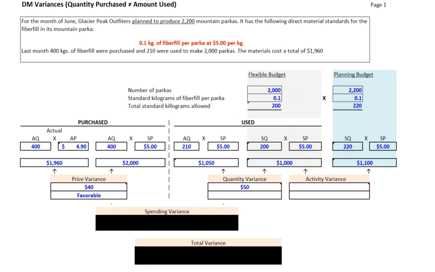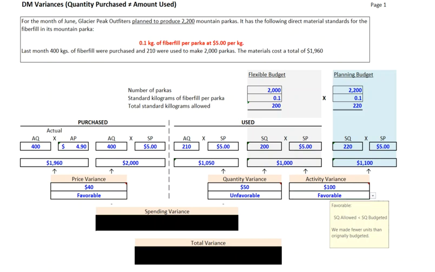We have a $50 quantity variance, and that's the difference between the quantity we used, 210, and the standard quantity allowed, 200. So 10 kilograms at $5 per kilogram, and that variance is unfavorable because we used more than we should have in making 2,000 parkas. Our activity variance is $100, and of course it's favorable because the standard quantity allowed, the amount that we should have used, is less than we had originally budgeted. Whenever we have lower levels of production, we will always have favorable activity variances for our expenses.